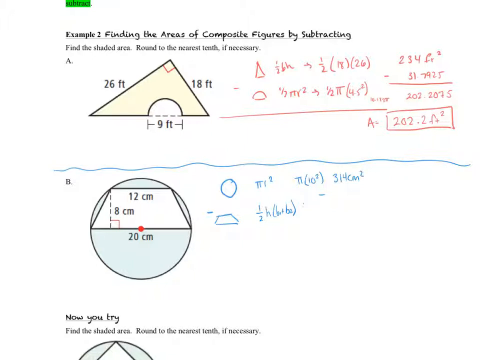1/2 times the height, which is 8, times b1 plus b2, which is 32. So it's going to be 4 times 32, so 128. So minus 128 centimeters squared, which is 186 centimeters squared. That's the area.